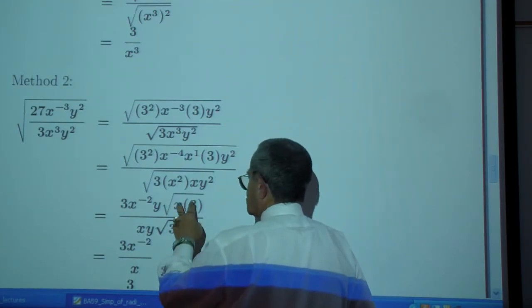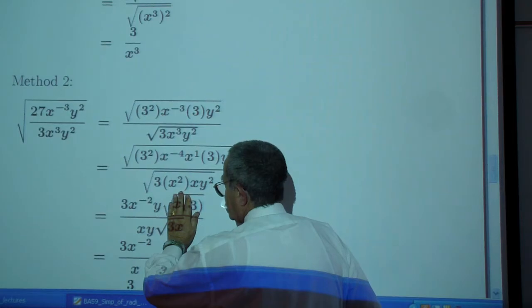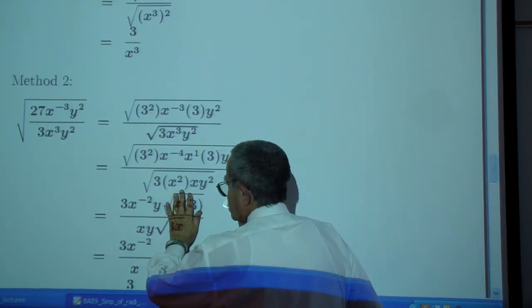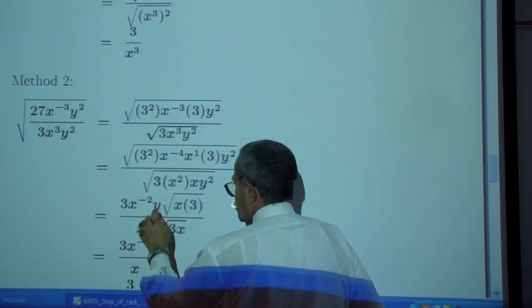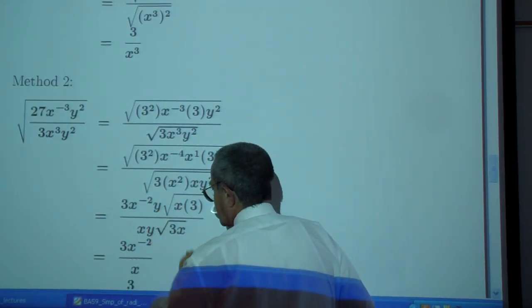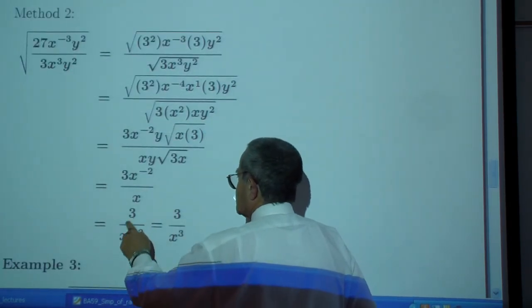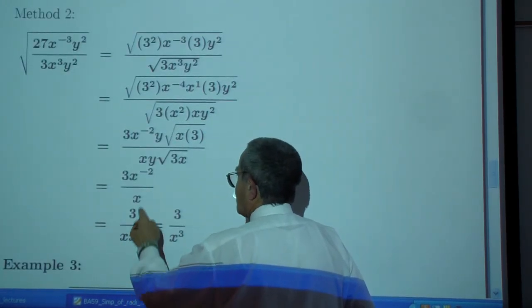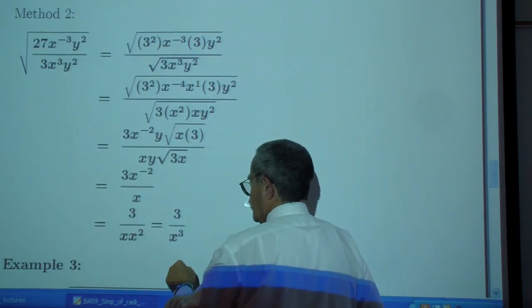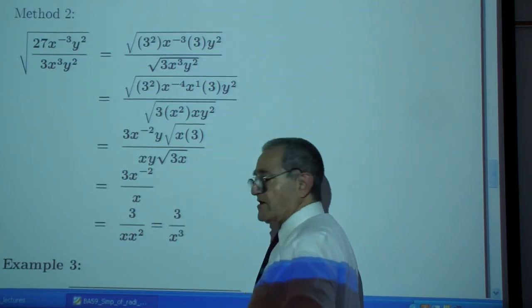Note that you have square root of 3x over square root of 3x, same thing, that's equal to 1. So you're left with 3 to the negative 2. You're left with y over y, which also drops out. So x to the negative 2 over x, which is 3x times x squared. X to the negative 2 is 1 over x squared, 3 over x cubed. The same answer we had previously.